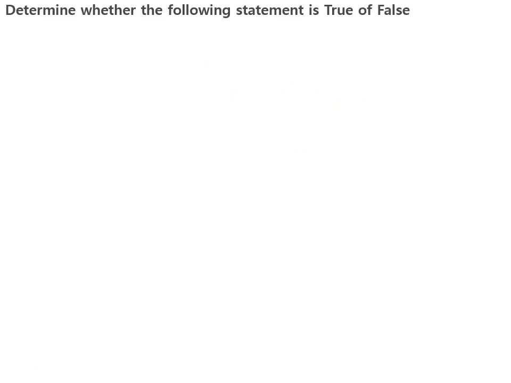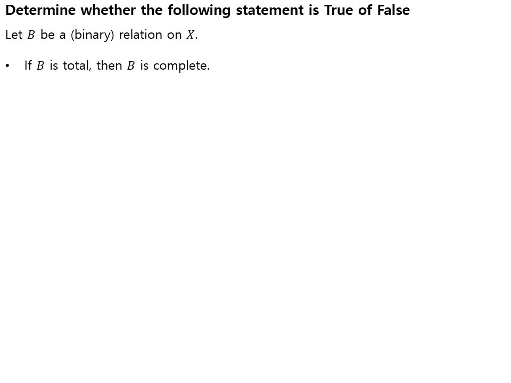All right, so let us look at the converse of the previous statement. And actually, I've already explained this. Suppose that the binary relation is total. Does that imply that it is complete? And again, we have already seen by the example here where A is related to B.